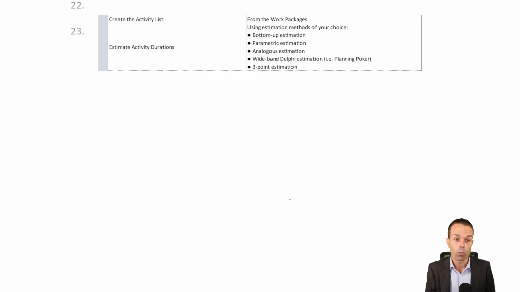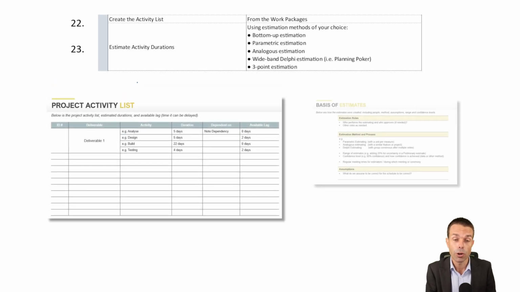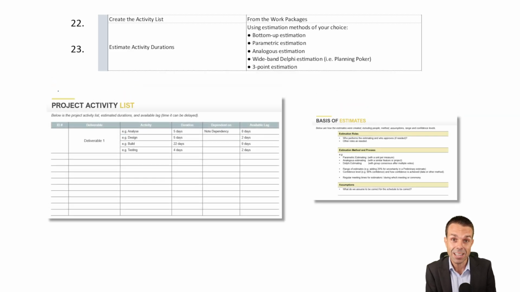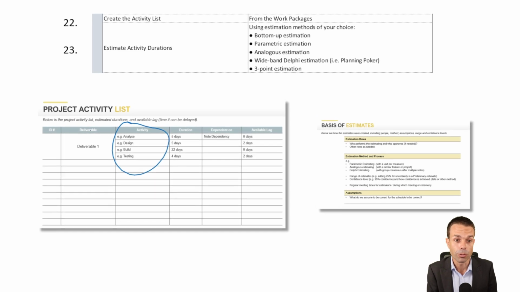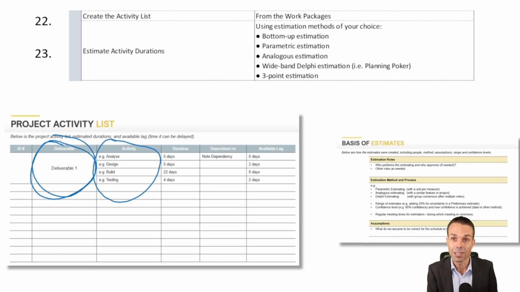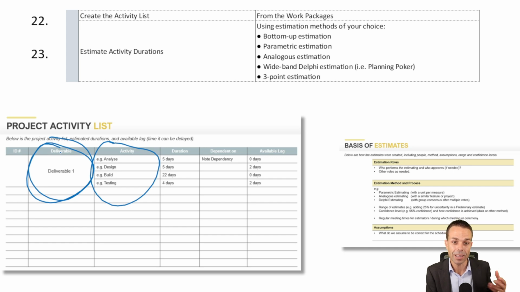Once we've got that, we have our deliverables and we turn those into a project activity list. So what are the activities that we need to do to create this deliverable? So we're breaking down the work even further. And again, here is the duration of those items. So very, very handy information to have. We can do estimating techniques to create these schedule durations. So how long is it going to take?